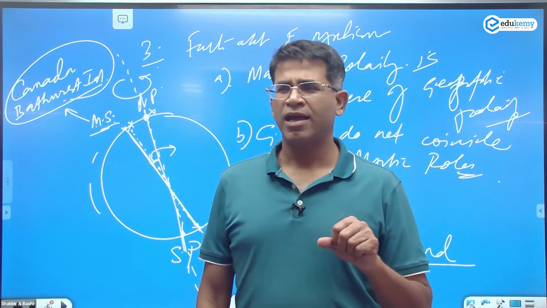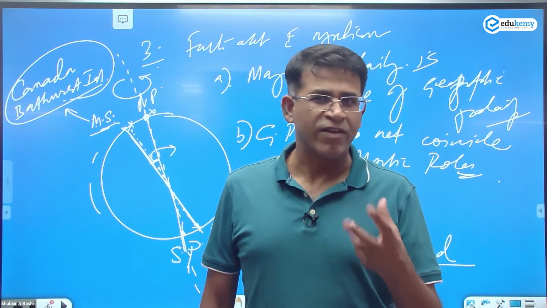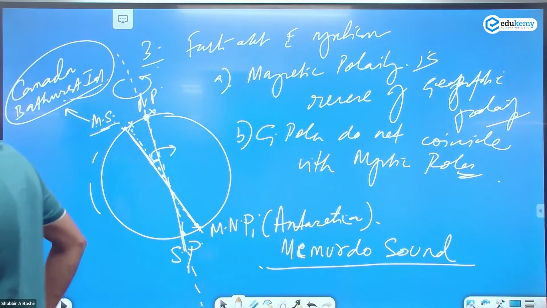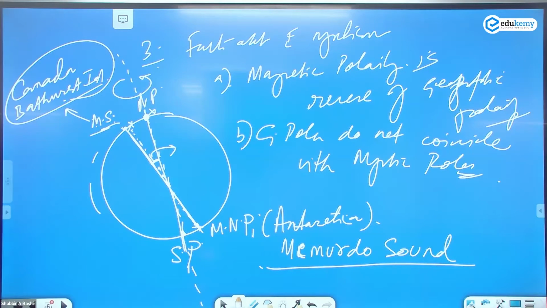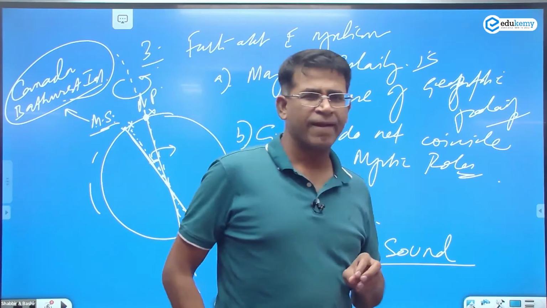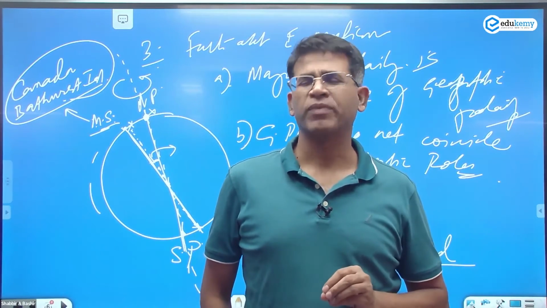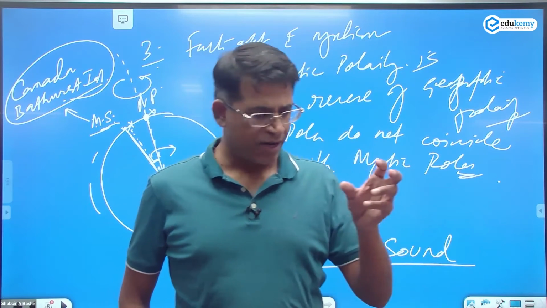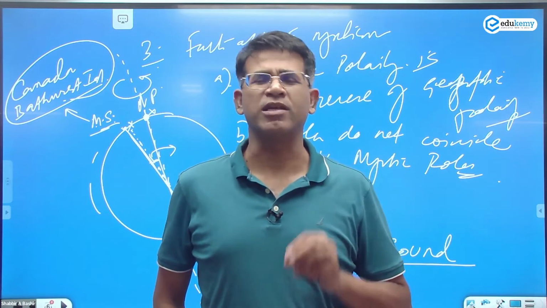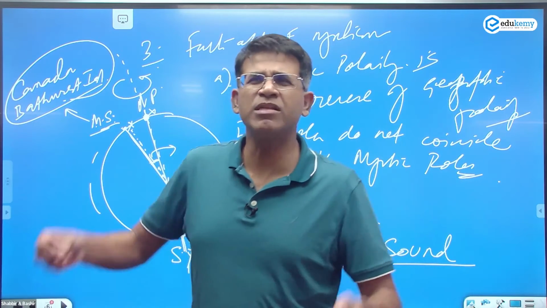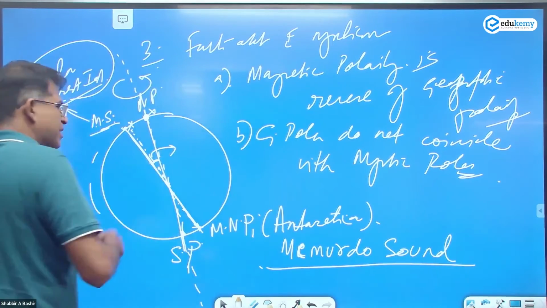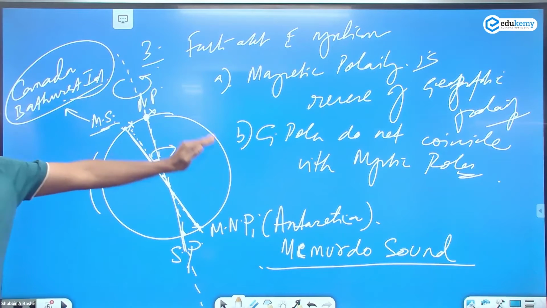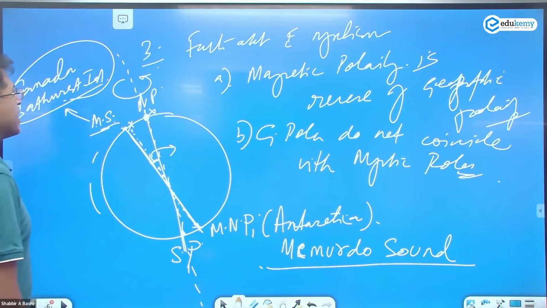Hence, travel using a magnetic compass must allow for declination correction. If you're traveling using a magnetic compass, you must allow for declination correction. Okay, just some facts. There is no tricky science in this. Just know these are some facts about the poles. Okay, the next fact.